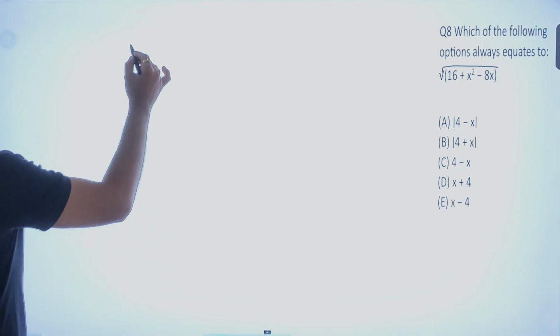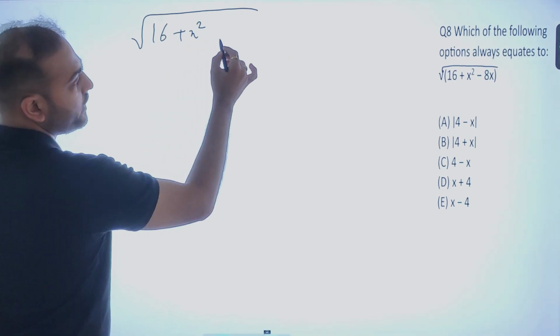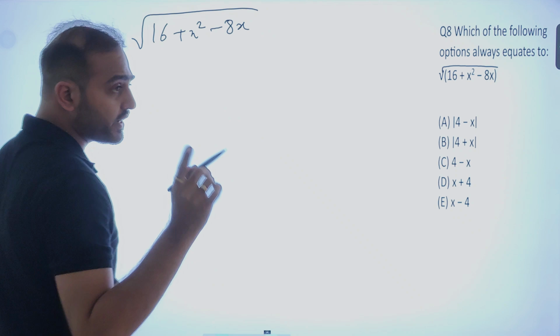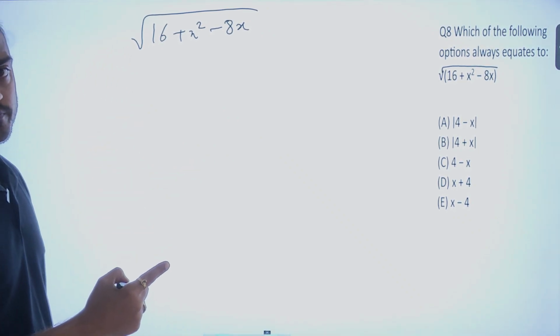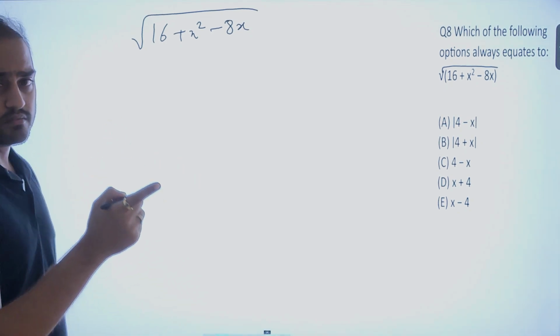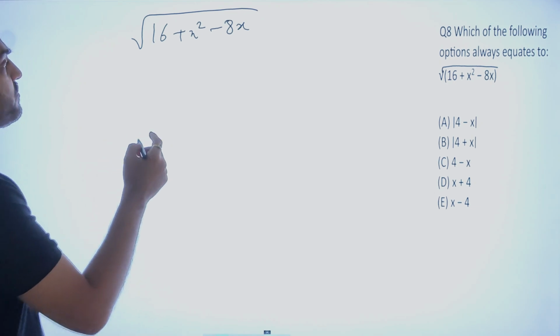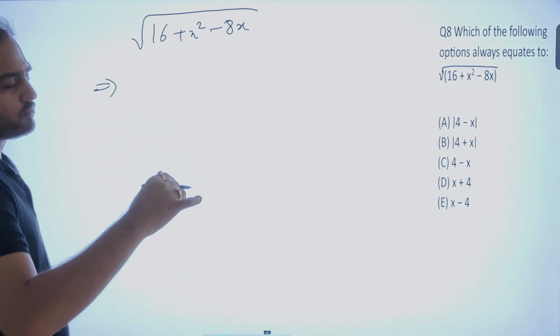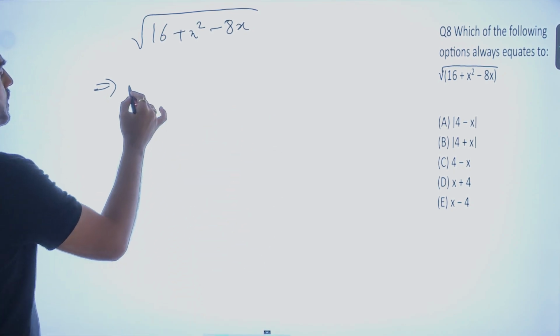On to the next question. We have the square root of 16 plus x square minus 8x. Again, do not plug in values. Try to solve this theoretically. We have done this in method 2: square root of variables is modulus, right? Let me simplify this. You can plug in values, but avoid that. Try to solve it theoretically.